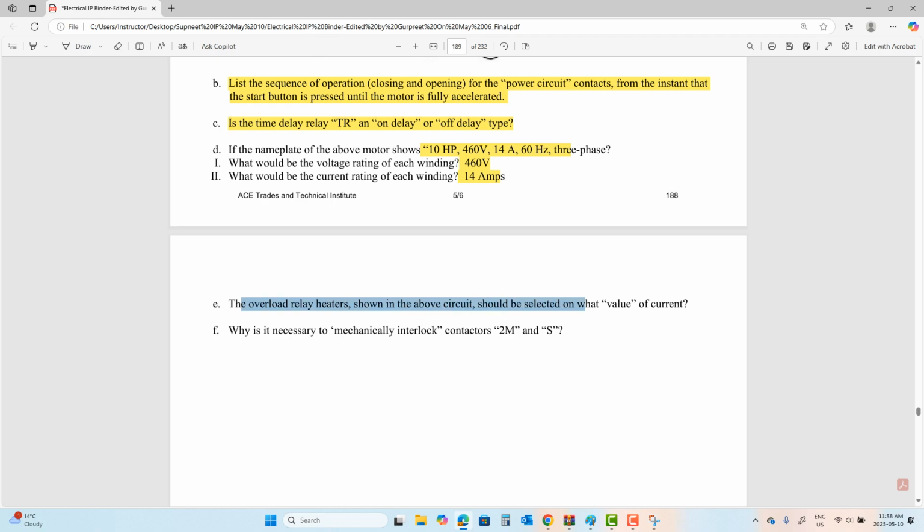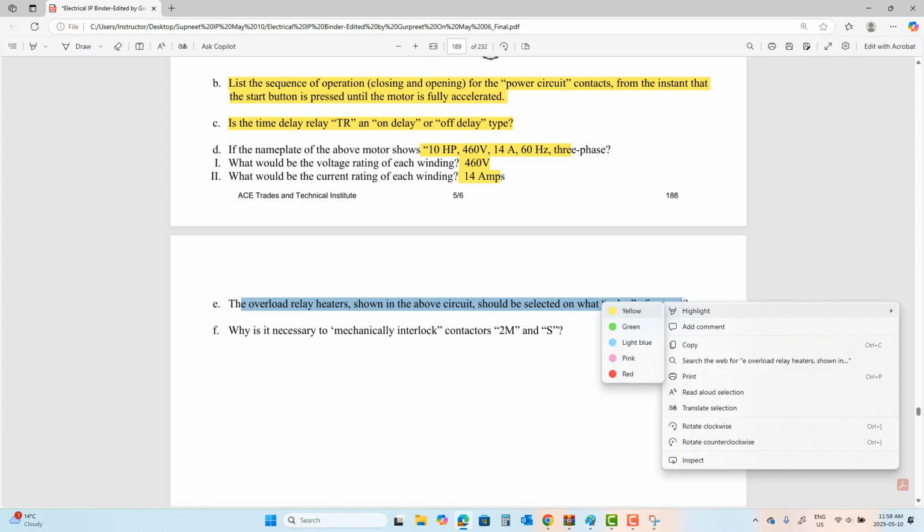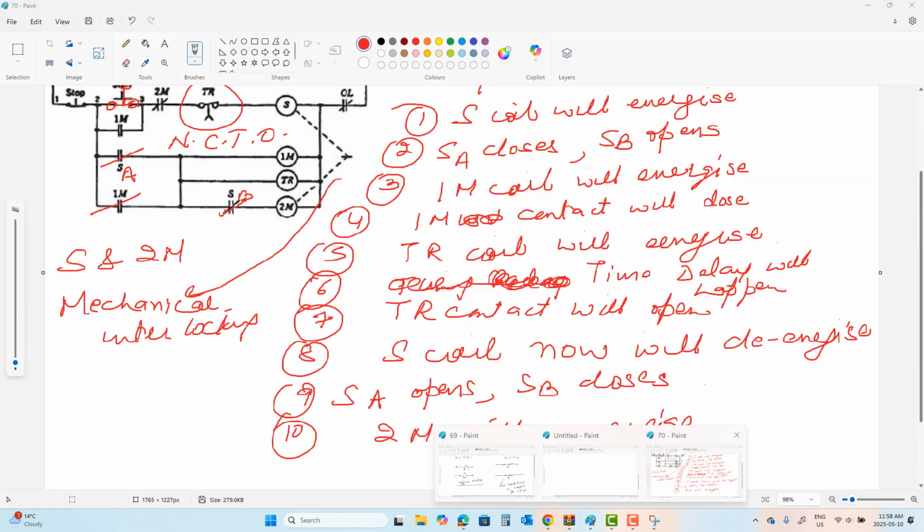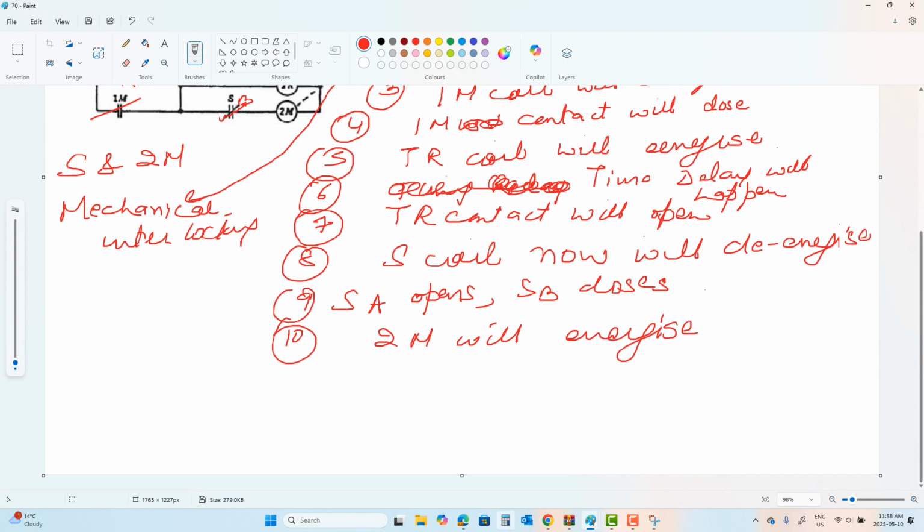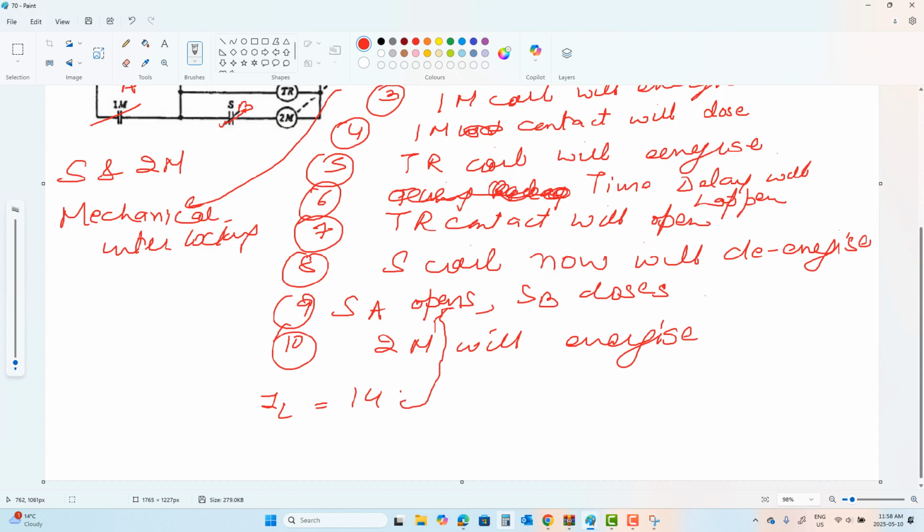Overload relay heaters shown in the above circuit should be selected on what value of current? Guys, you are going to do this with me. So, OLRs. Right now, based on the nameplate rating, what's my line current? 14 amps. We're going to do this together so you are clear.